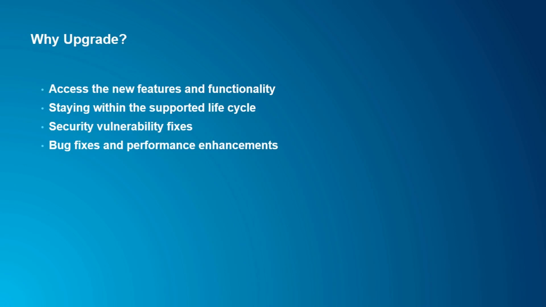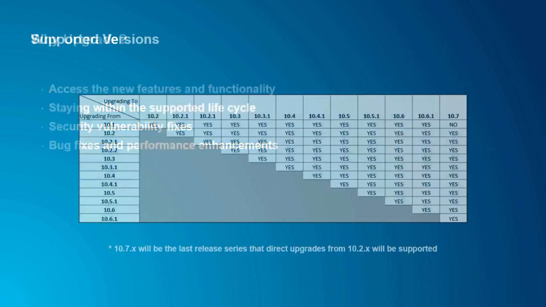So why should we upgrade? Well, we want to access the latest features and functionality in the current release. Also to stay within the supported life cycle. After so many releases, old version will be phased out and deprecated, and there'll be no support for it. So if you're always upgrading the latest release, you'll be staying within that life cycle. The new releases include security vulnerability fixes, as well as bug and performance enhancements.